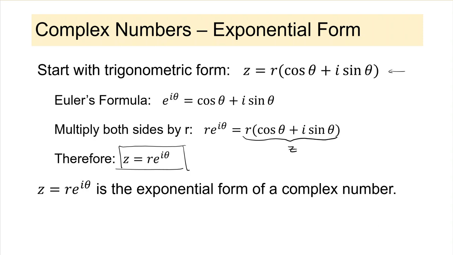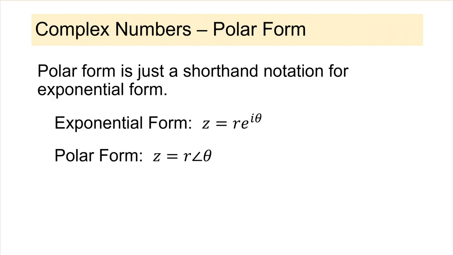Well, that gets us to our last form, which is the polar form, which is basically just a shorthand notation for the exponential form. So here was our exponential form, z equals r e to the i theta. Our polar form, we're basically making use of the r and theta. We're just writing it with a little bit of shorthand. So we're writing r angle theta, and that's the polar form. So now we have four forms for talking about complex numbers.